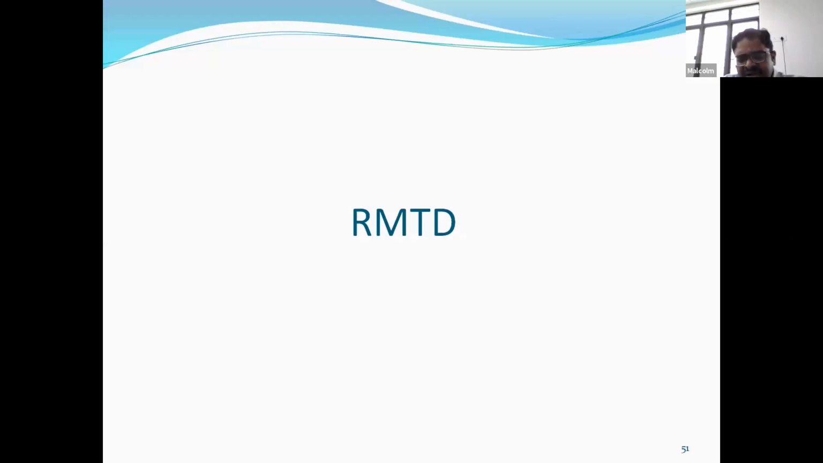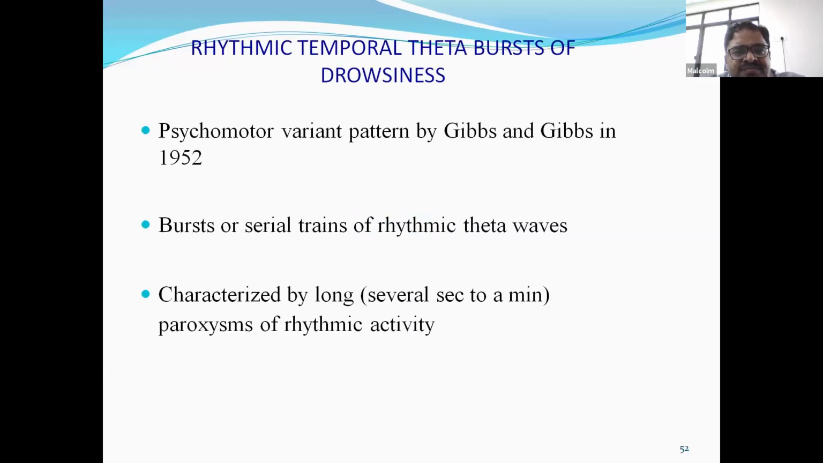Now, the fifth benign epileptiform variant that I would like to talk about is the rhythmic mid-temporal theta of drowsiness, which is named as a psychomotor variant by Gibbs and Gibbs in 1952. It happens in bursts or serial trains of rhythmic theta waves, and it is characterized by long paroxysms of rhythmic activity.